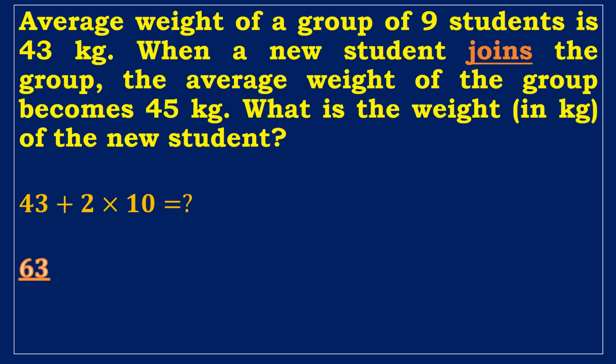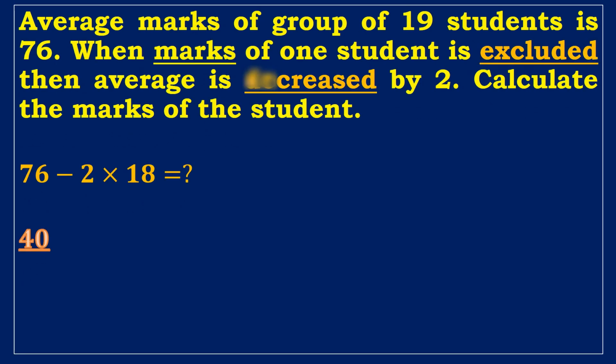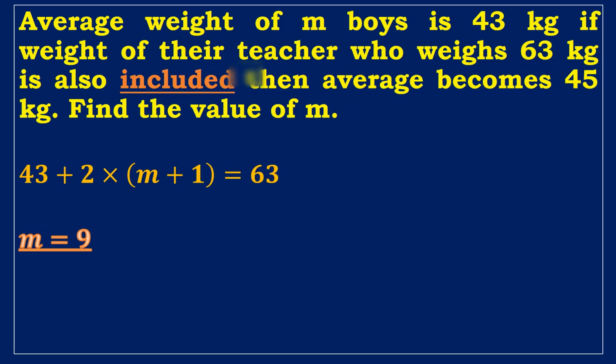Let's take another example to better comprehend this concept. The average weight of a group of 9 students is 43 kg. When a new student joins the group, the average weight of the group becomes 45 kg. What is the weight, in kilograms, of the new student? Simply, we can write 43 plus 2 into 10 is equal to 63. So, the weight of the new student is 63 kg.